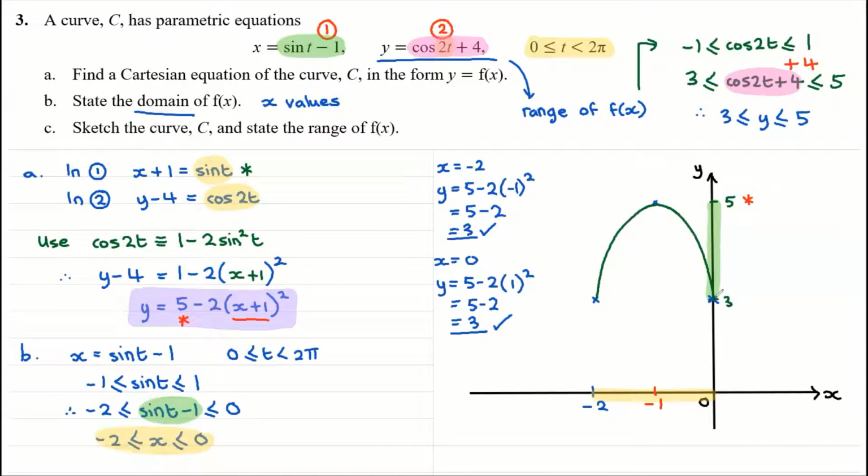So it was quite helpful to find the range earlier, which we did. I hope that makes sense. That was example 3. Let's see what we've got to do next.